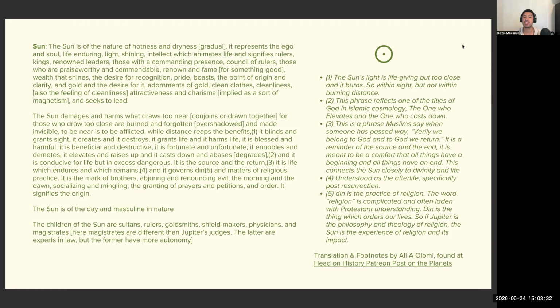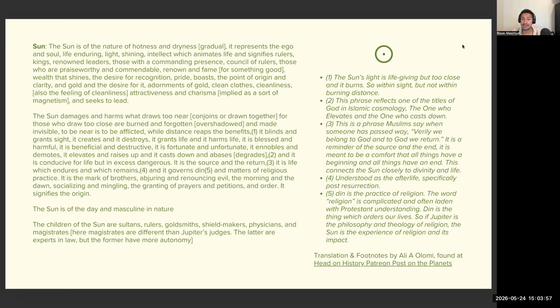It's wealth that shines. It's the desire for recognition. It's pride. It's those who are boastful. It is the point of origin and clarity. It represents gold and the desire for it, the adornments of gold, clean clothes, cleanliness, and also the feeling of being clean. It represents attractiveness and charisma, so it's a magnetism, and someone who seeks to lead.